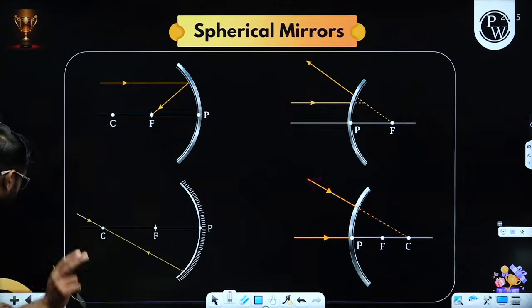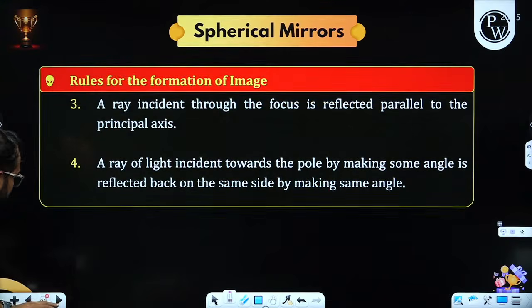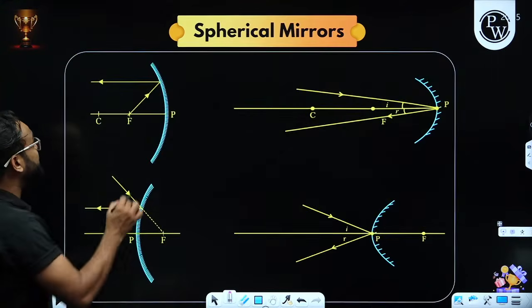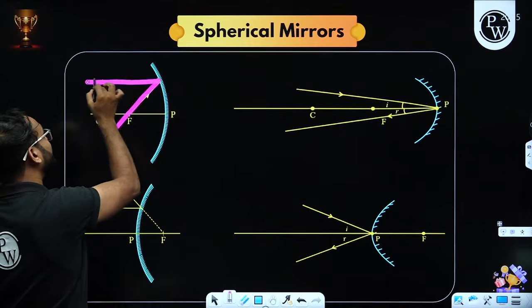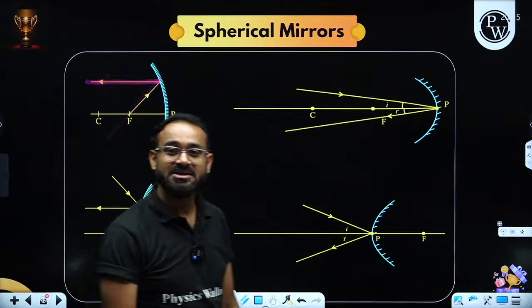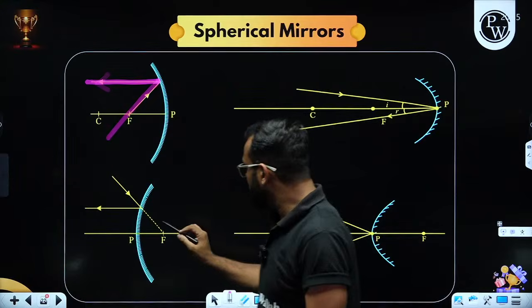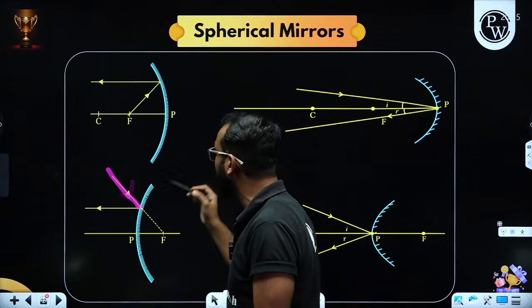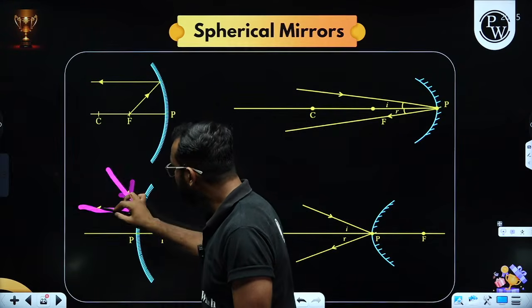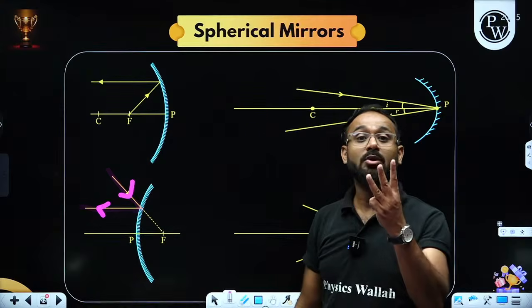Fine, sir. Two rules are absolutely clear. Rule number 3 clearly says, if a ray of light passes through the focus, after reflection it will go parallel to the principal axis. Similarly, if a ray of light appears to pass through the focus, it will go parallel to the principal axis. That is rule number 3.